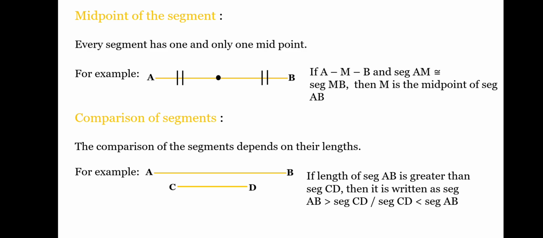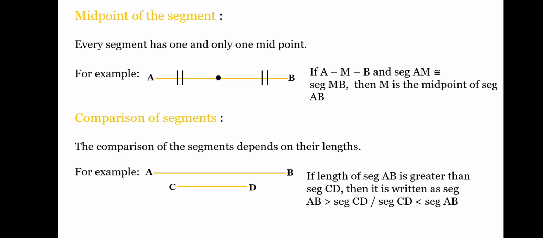It means, for example, if AB is 10 centimeters and M is the midpoint of segment AB, then what will be the length of segment AM? Segment AM will be 5 centimeters and segment MB will also be 5 centimeters. It means M is dividing segment AB into two equal parts.